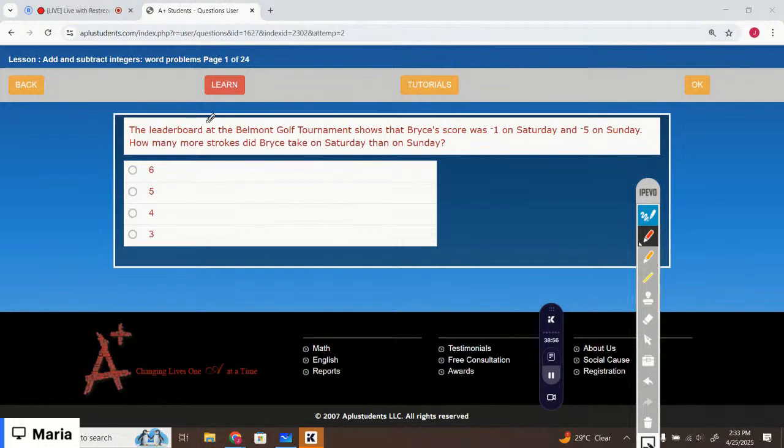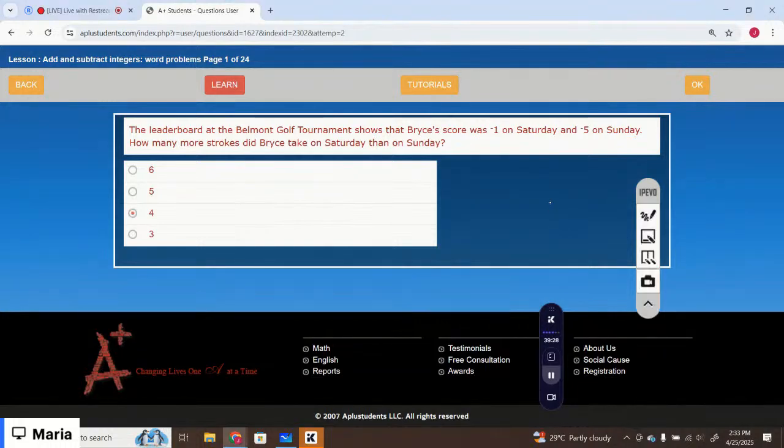Hold on. The leaderboard at the Pilgrim Golf Tournament shows the Race score was -1 on Saturday and -5 on Sunday. How many more strokes did Race take on Saturday than on Sunday? So you have to do -1 minus -5, which is -1 plus 5, and 5 minus 1 is 4. That means on Sunday, he took 4 more strokes than on Saturday. So option number 3 is the correct option.